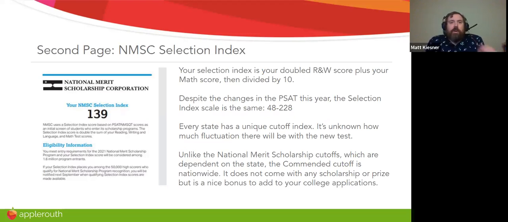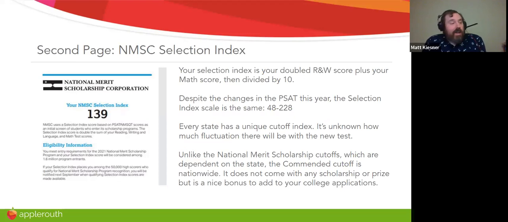And so the way that the selection index score is created is that they take that reading and writing score and they double it, and then they add it to math. And then the whole thing's divided by 10 to get you into that 228. And this to me seems like an odd choice. You think about contemporary desire for jobs and the health of the nation, you'd think you'd be wanting to push a little bit harder on math and STEM skills.